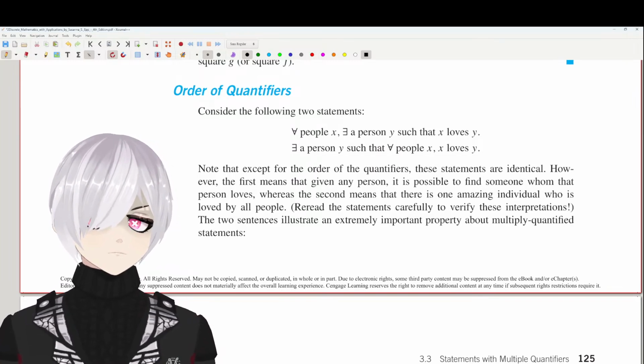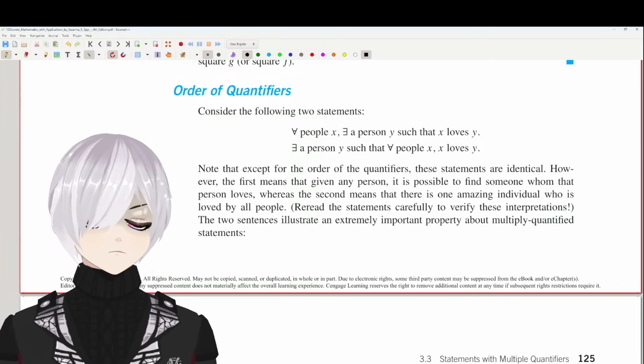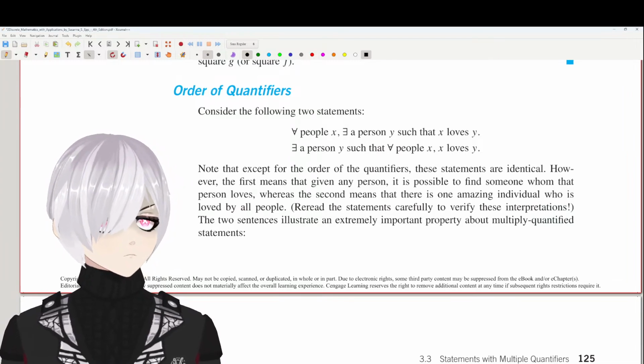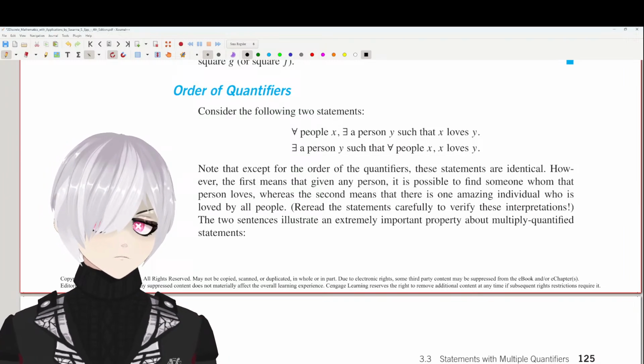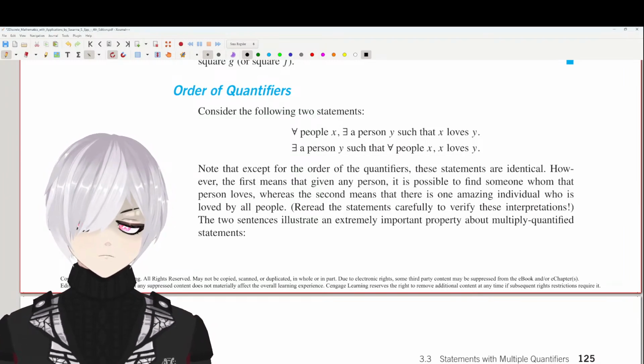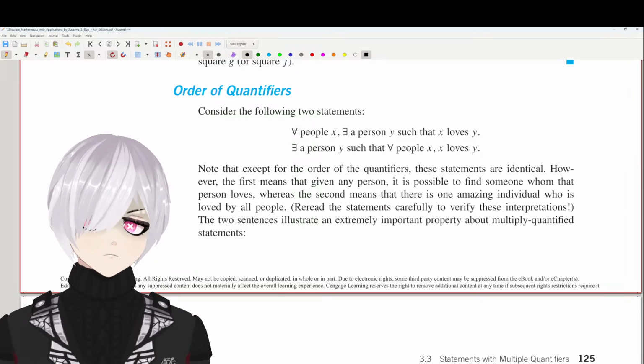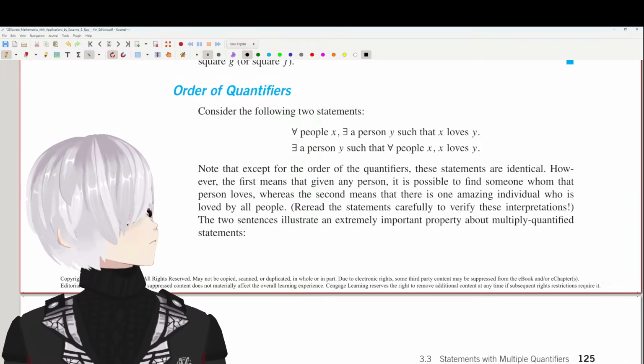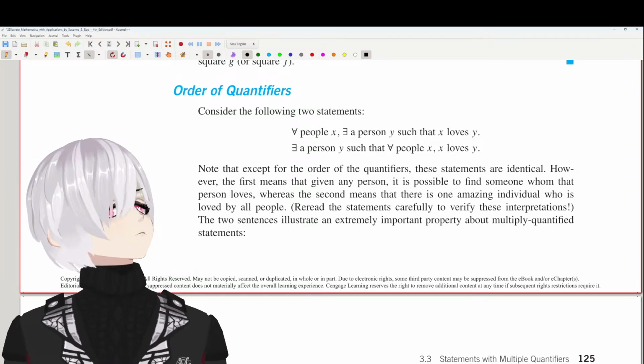All right. Order of quantifiers. Consider the following two statements. For all people X, there exists a person Y such that X loves Y. There exists a person Y such that for all people X, X loves Y. Note that except for the order of the quantifiers, these statements are identical.